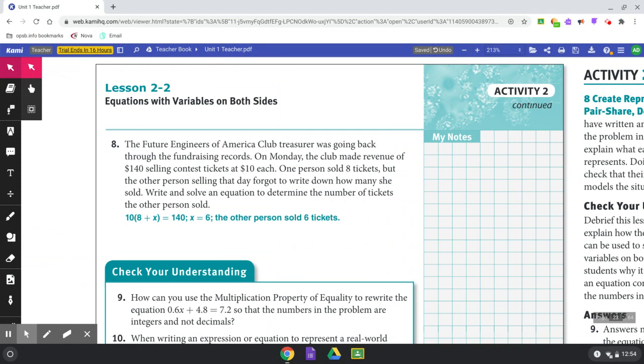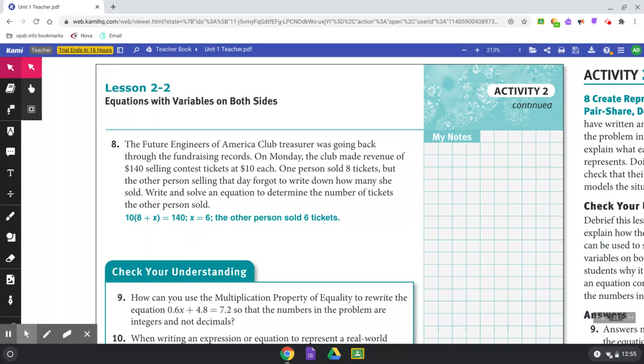All right, last question, number 8. The Future Engineers of America Club treasurer was going back through the fundraising records. On Monday, the club made revenue of $140 selling contest tickets at $10 each. One person sold 8 tickets, but the other person selling that day forgot to write down how many tickets she sold. This is a real world situation. There's 2 different booths. One person sold 8 tickets. The other person forgot to write down how many she sold, but they know that together they made a revenue of $140.